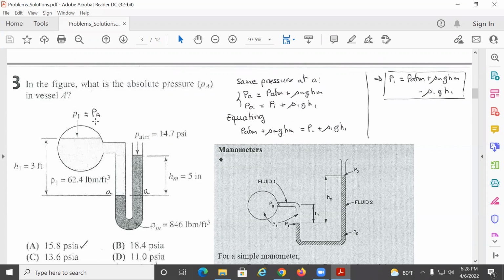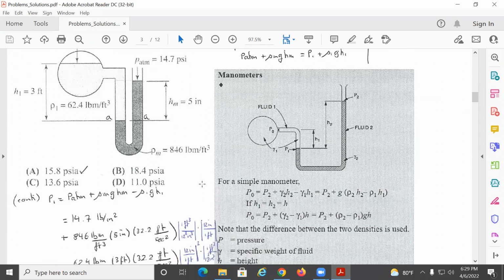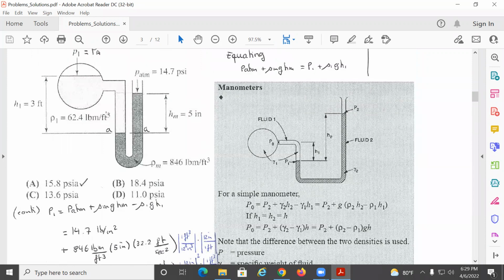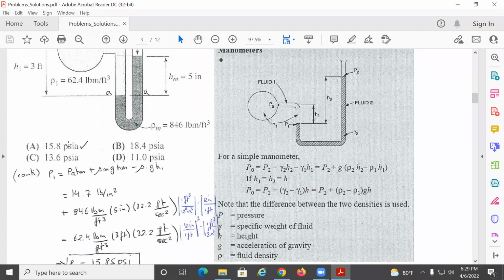And if we solve for P1, which will be PA, we get P atmosphere plus rho of the fluid M, g hM, which will be the darker one, and rho 1 g h1 would be this one here that almost cannot be seen. Okay, so once you do the substitution, being careful with the units, you're going to find that P1 should be equal to 15.85 PSI. But again, you need to be careful with the units because they give you all this in cubic feet and they ask for the response in inch square.